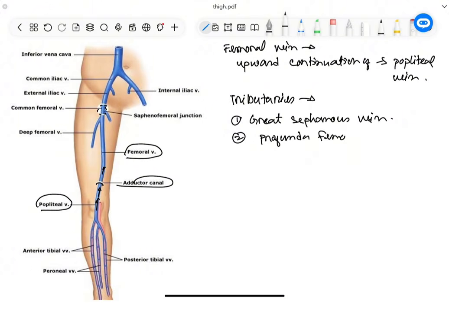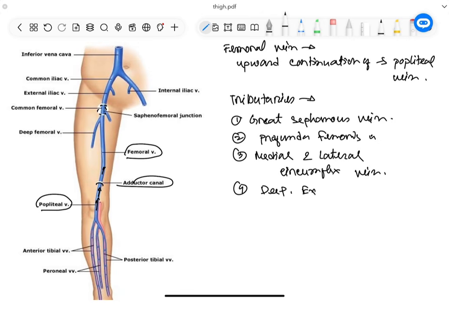Profunda femoris vein. And number 3, medial and lateral circumflex veins. 2 more are there. If it is possible for you, try to remember the deep external pudendal vein, and lastly the direct muscular veins. The muscular tributaries from the muscles will also drain into this femoral vein. So, I am writing here only muscular veins. These are the tributaries we have to remember.